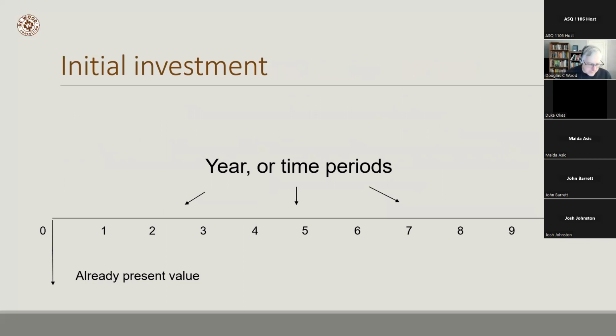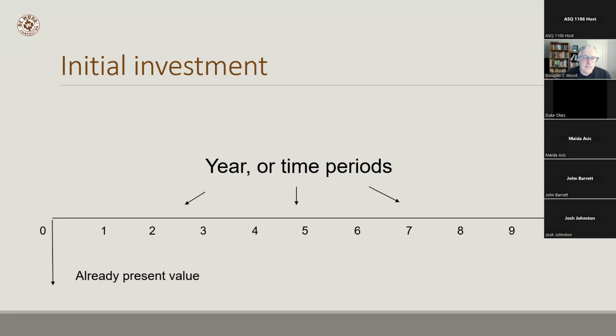So to begin with, we need to understand what our money looks like. Okay, we need to look at a timeline. So we have this timeline of 10 years, and we just draw it out horizontally. The arrow going down means money leaving. Arrows going up means money coming in.